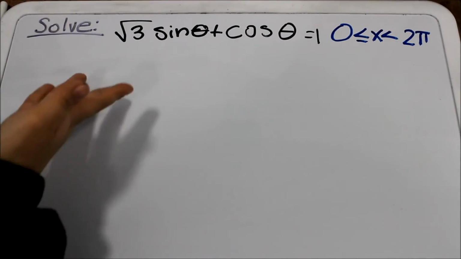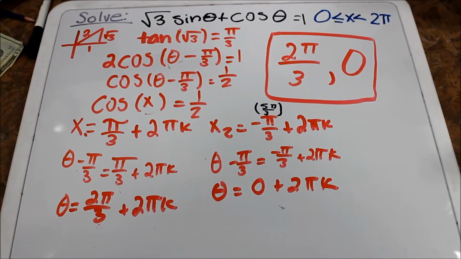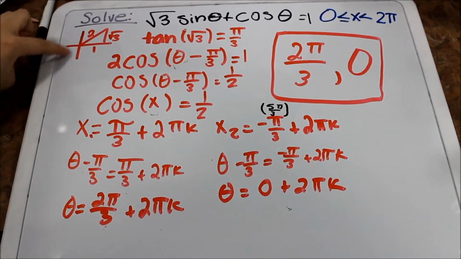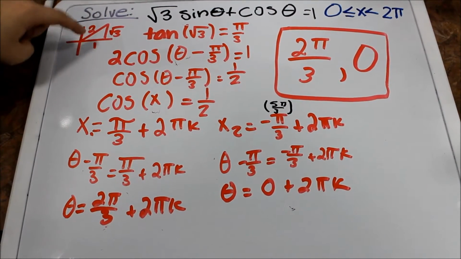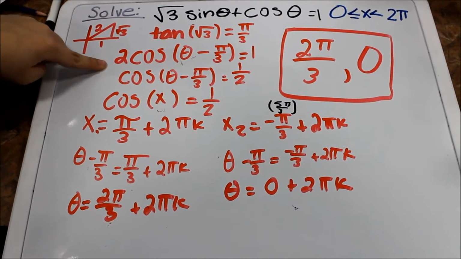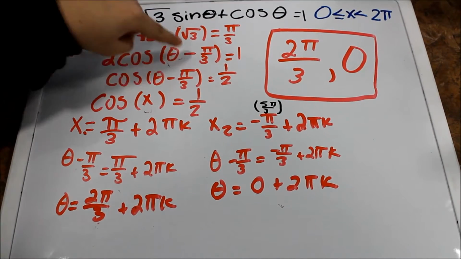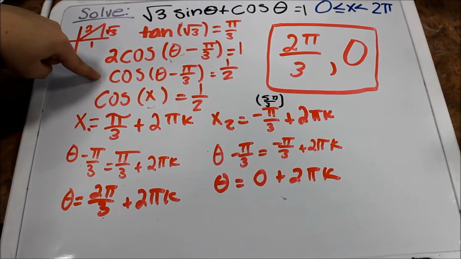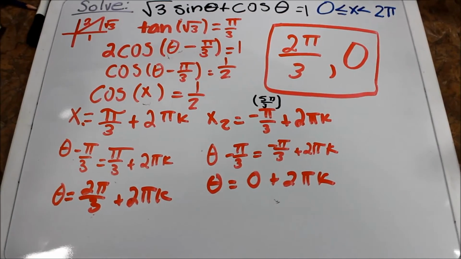Now try to solve this equation over the same given interval. So after you solve, you should get answers of 0 and 2 pi over 3. I solved this by first constructing a triangle with root 3 as the sine and 1 as your cosine, and you should get a value of 2 for your amplitude. And then for your angle, I did tangent of root 3 equals pi over 3, and that gives you this. And then I divided both sides by 2, which gave me cosine of theta minus pi over 3 equals 1/2.